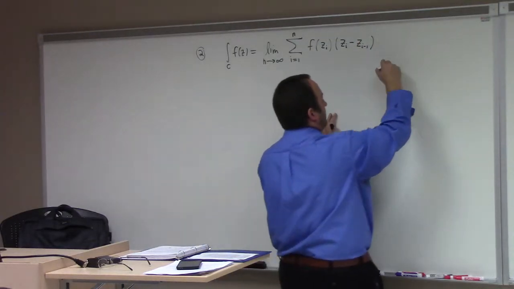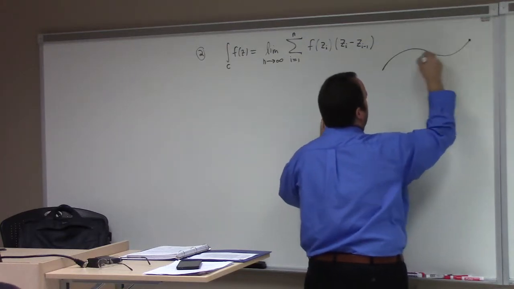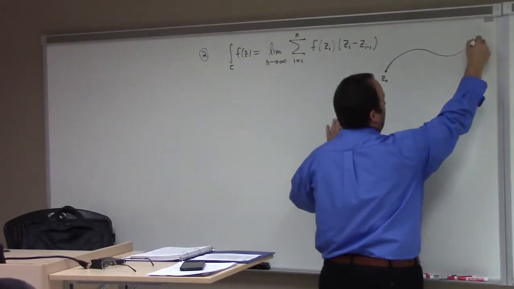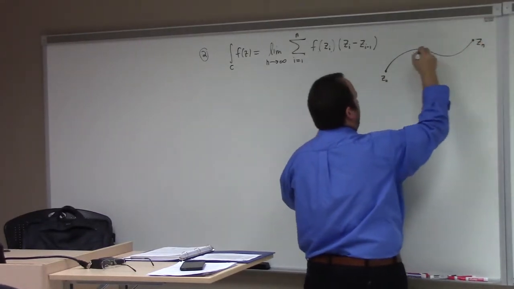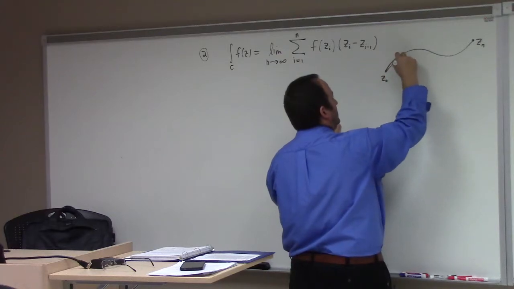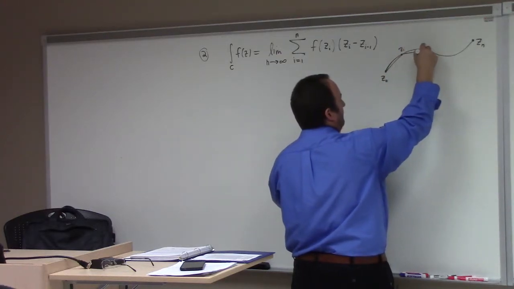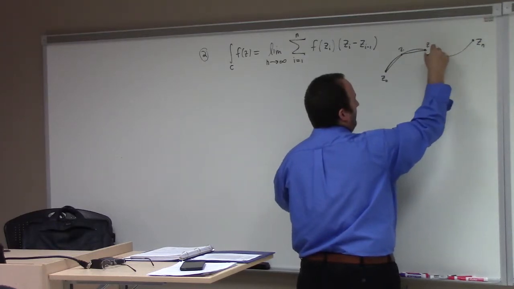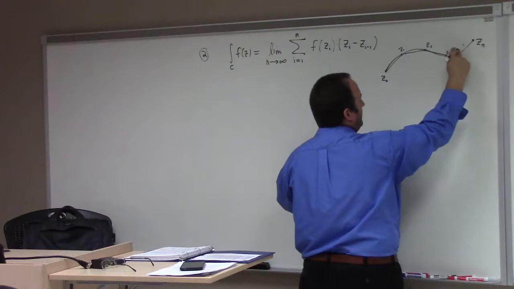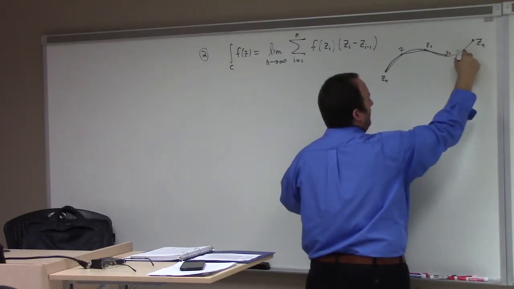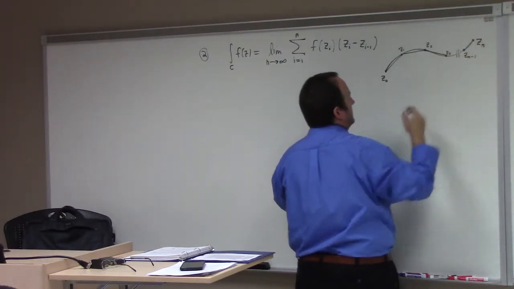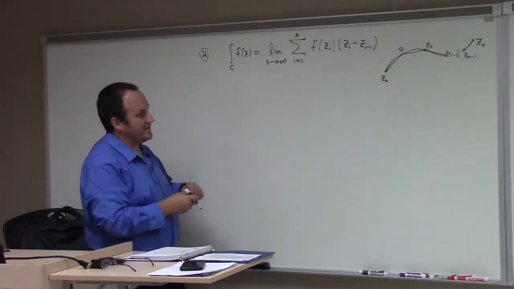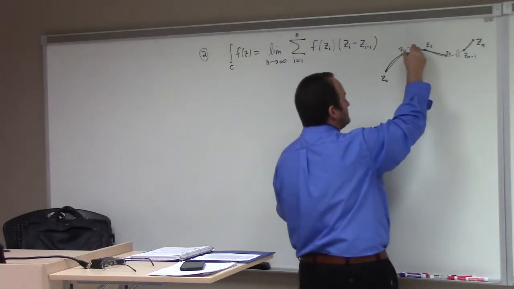And here, what we're talking about is this curve. It's a curve with a starting and an ending point. I'm labeling the starting point z naught, and the ending point zn. And then in between, we've got z1, z2, z3, etc. And that's the curve C. It's got an orientation, right?